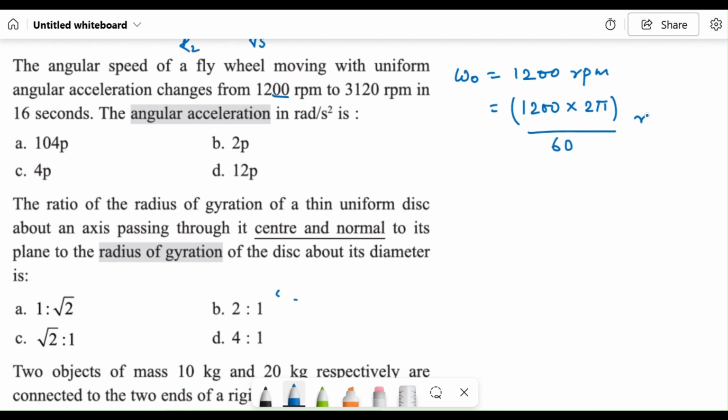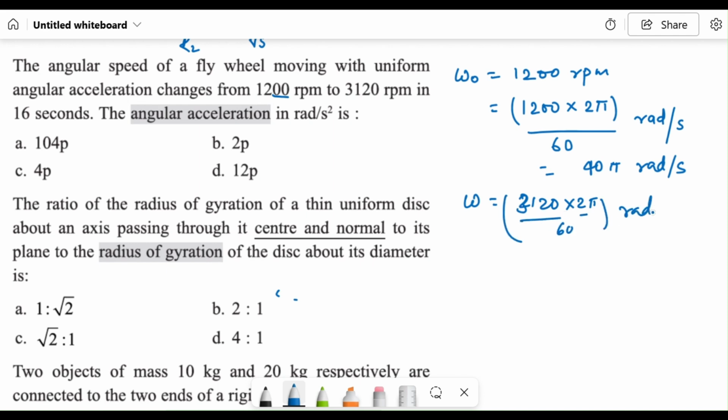So here we will have the initial angular speed in radian per second, and this will be, I guess, 40 pi radian per second. Now, the final angular speed will be, in the same way, 1200 into 2 pi by 60 radian per second, and this we can find out to be 104 pi radian per second.